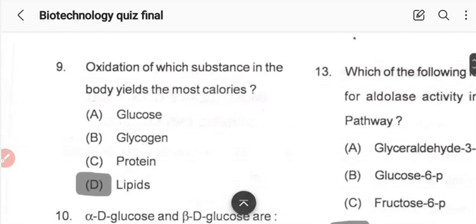The next question is oxidation of which substance in the body yields the most calories? We have lipids. Lipids give more energy compared to other compounds present in our body. So lipid is the right answer. It gives almost double the energy given by glucose or proteins. So the right answer is lipids.